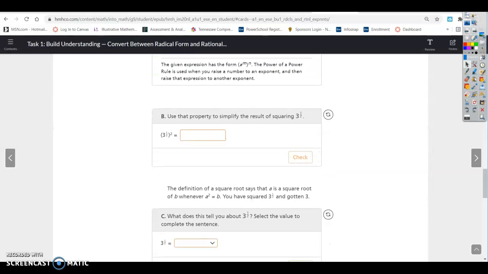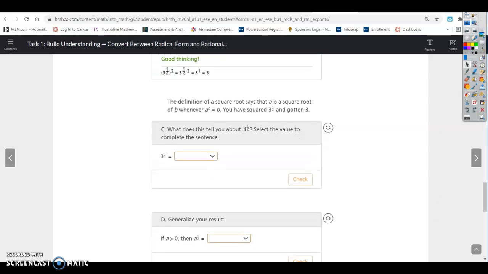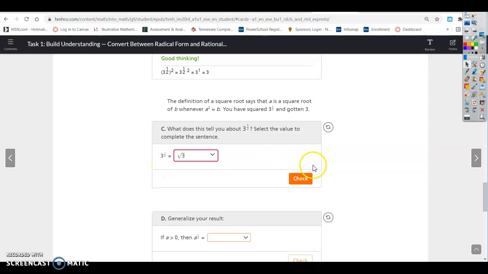It says use the property to simplify the result of squaring 3 to the 1/2. So if you've got a power to a power, remember you multiply the powers. So what's half of 2? Half of 2 is 1, and then 3 to the first power is just 3. What does this tell you about 3 to the 1/2 power? Select the value to complete the sentence. Well, 3 to the 1/2 power is the same thing as the square root of 3.